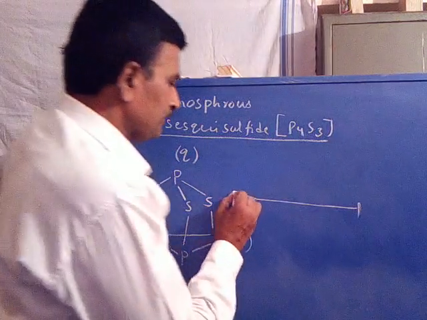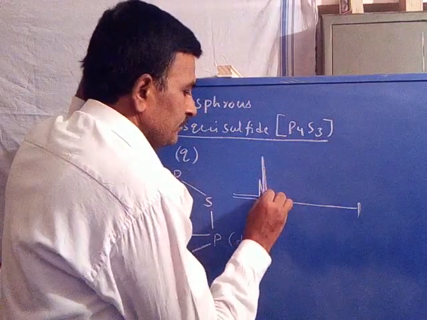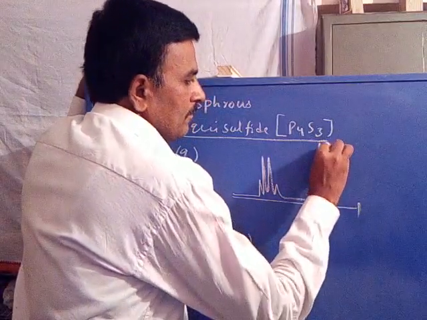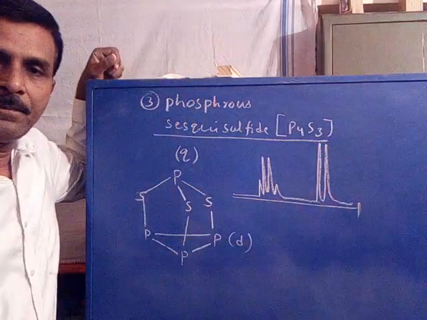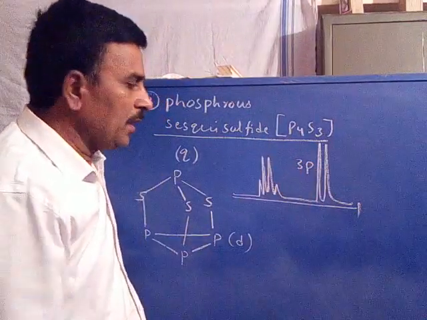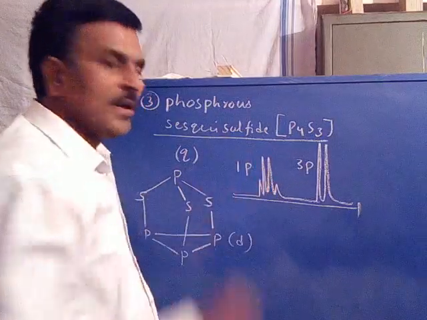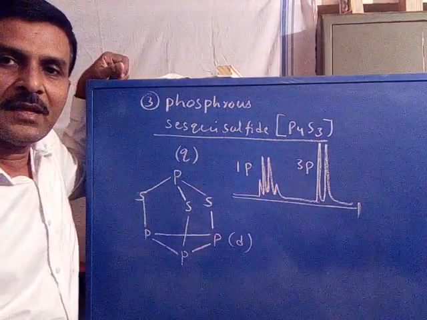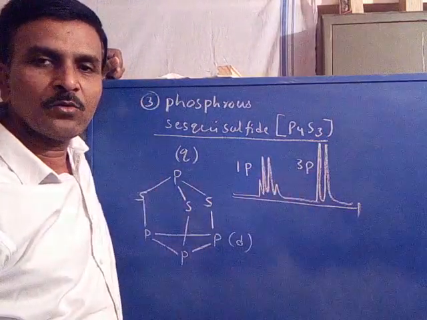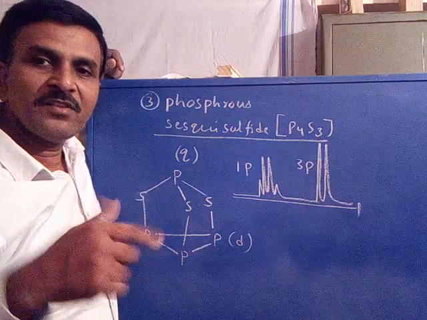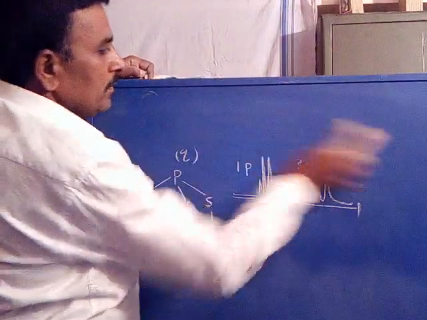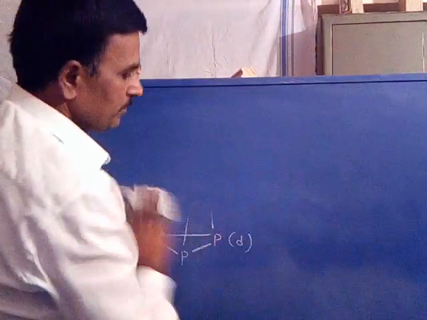Is it clear? Now one quartet, one doublet. The doublet is related to the three phosphorus nuclei lying below the structure. It belongs to one phosphorus. The quartet belongs to the phosphorus lying above the structure. So one phosphorus and three phosphorus. This is the phosphorus NMR spectrum of phosphorus sesquisulfide. Is it clear? Now coming to the other example.